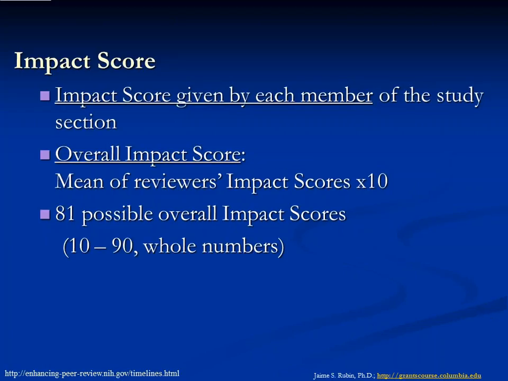And the final impact score that you receive will be the mean of all of the reviewer scores times 10, which means that, let's say there are 20 people on the review committee, and these 20 people give either 2s or 3s, remembering that it's whole integers. They will then calculate what the mean is. Let's say the mean is 2.2, multiplied by 10, then your final overall impact score is 22, which is a pretty good score.